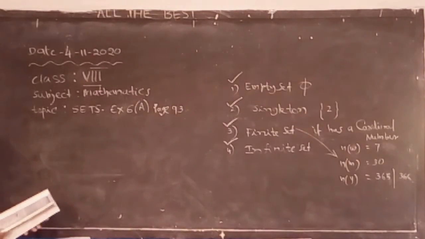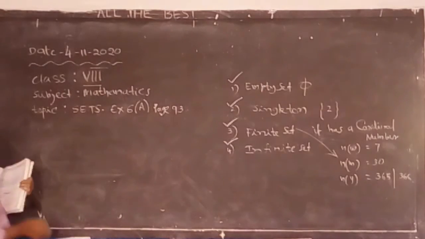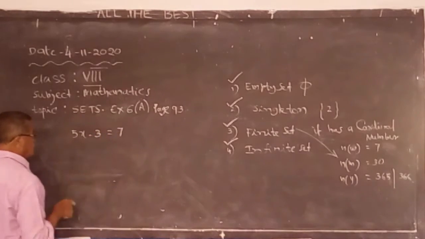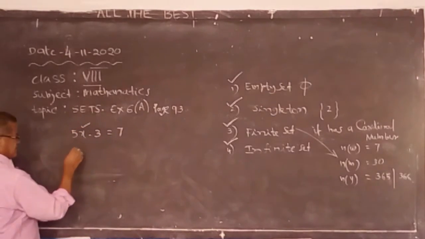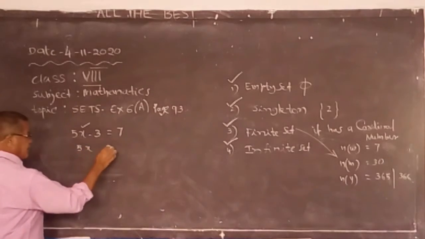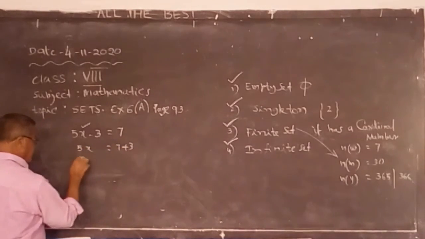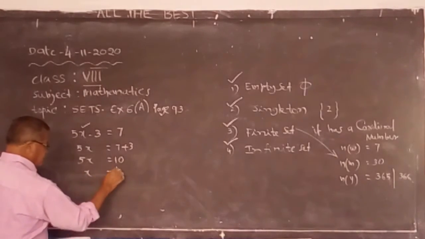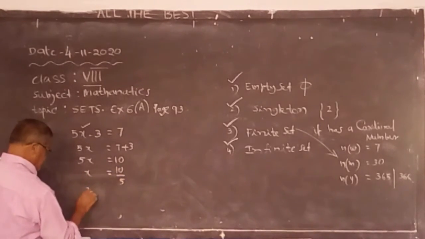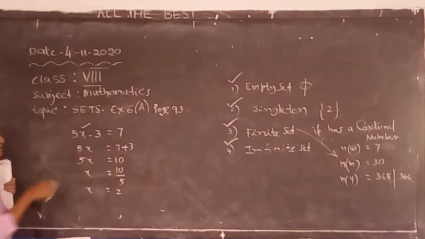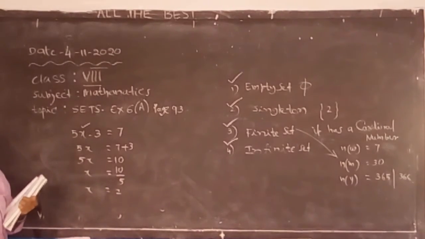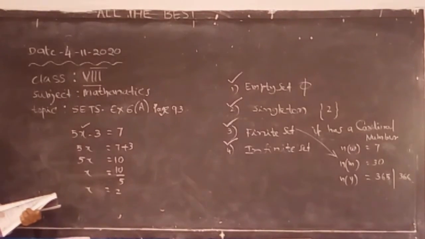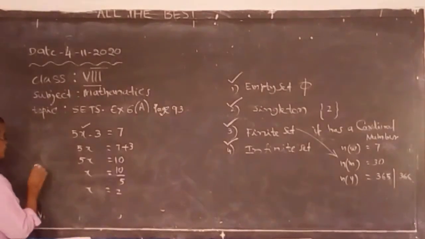Next, 5x minus 3 equal to 7. We have only one value for x. 5x is equal to 10. x is equal to 10 by 5, that is 2. x equals 2. It has only one solution, so it is a singleton set. Fourth one, x squared is equal to 25. No.